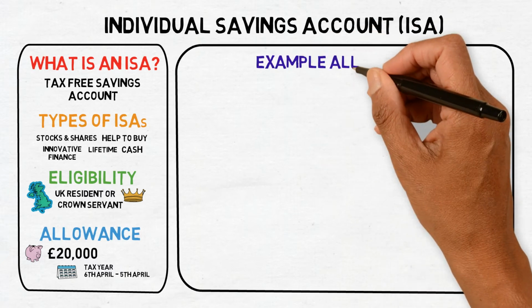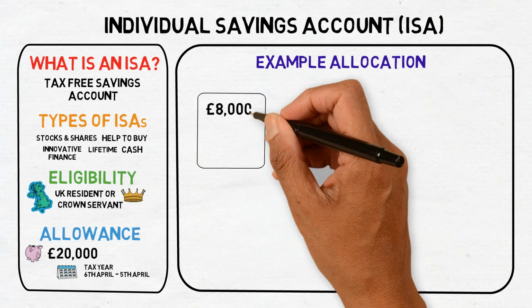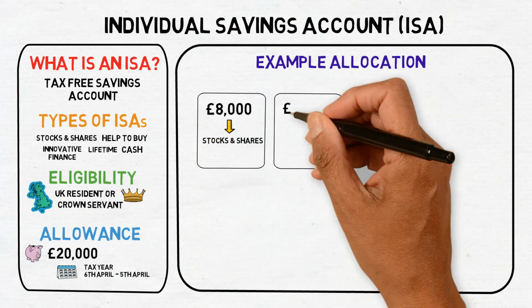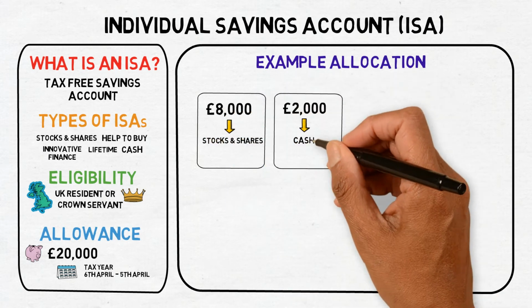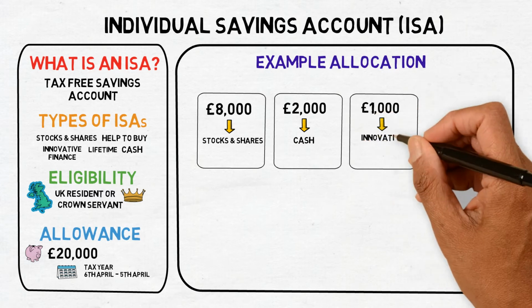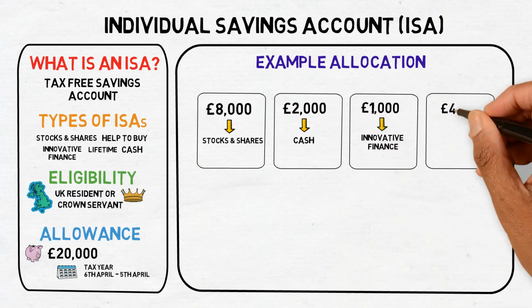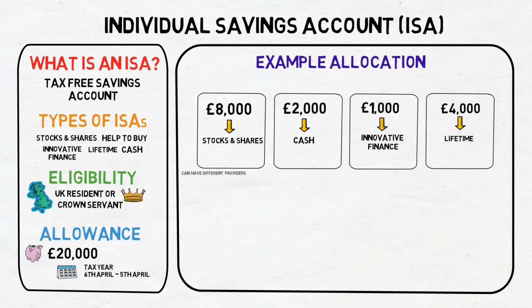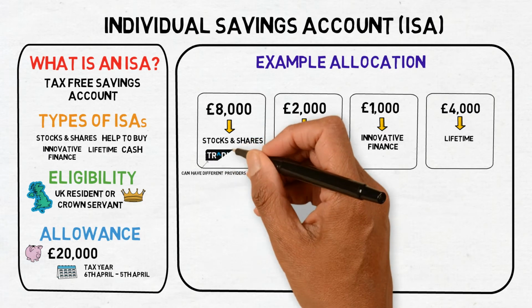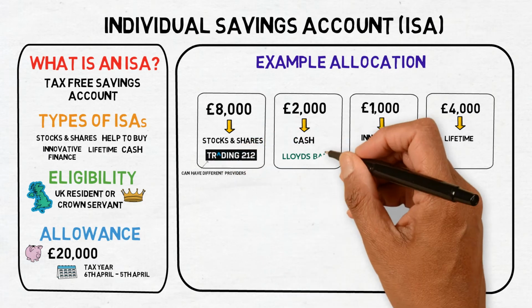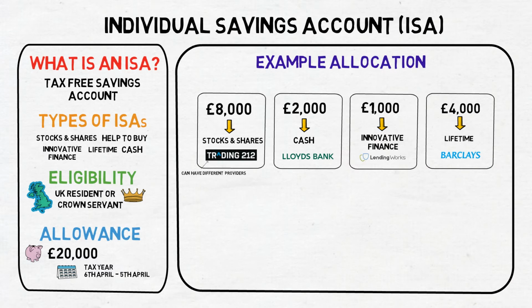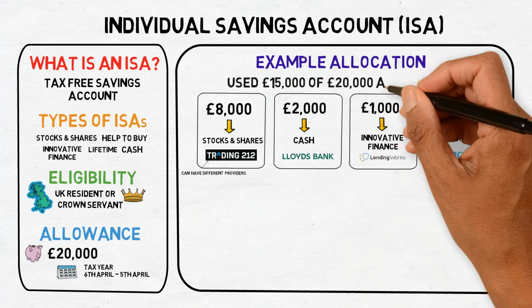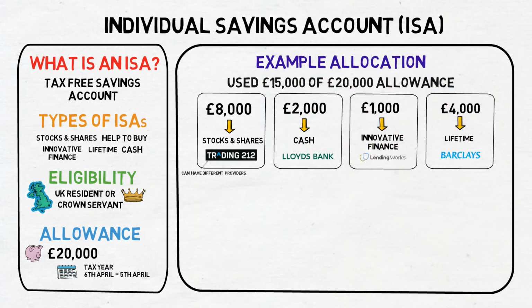Let's look at an example allocation. £8,000 is added to the Stocks and Shares ISA, £2,000 is added to the Cash ISA, £1,000 is added to the Innovative Finance ISA, and £4,000 is added to the Lifetime ISA. You can open these ISAs with different providers. So your Stocks and Shares ISA may be with Trading 212, but your Lifetime ISA is with Barclays. In this example, we have used £15,000 of the £20,000 allowance. Therefore, there is £5,000 of the allowance remaining.